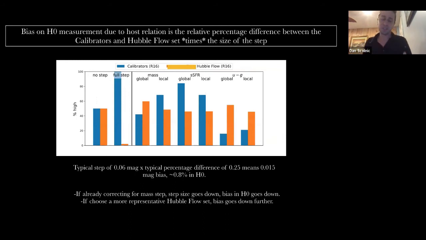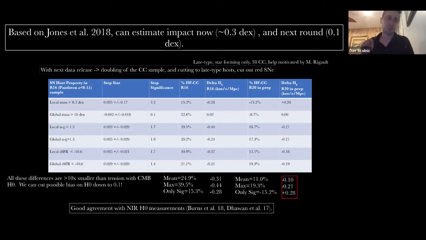To actually work this out, you multiply the size of the step by the demographics difference of the host galaxies in the calibrator set and the Hubble flow set. If you had a 0.06 mag step and a percentage difference of 0.25, that's about a 0.8% difference in H naught, so it's not that big. But what we now do is make sure our host galaxies in the calibrator set are as similar as possible to those in the Hubble flow set. If you look at the last column, you can see that the change in H naught is on the level of 0.3 or so.